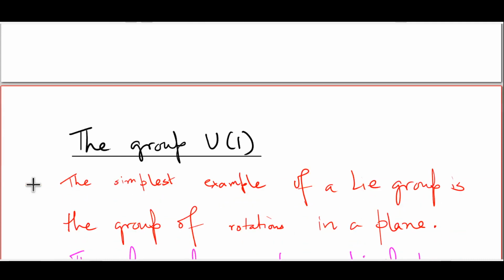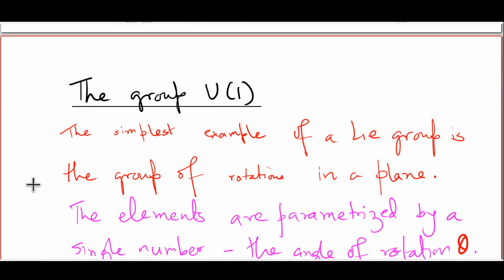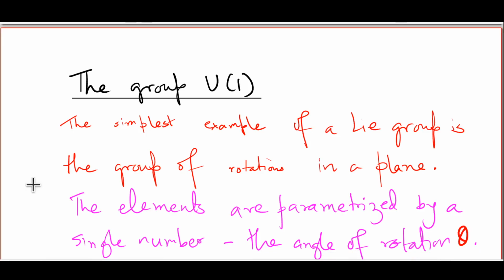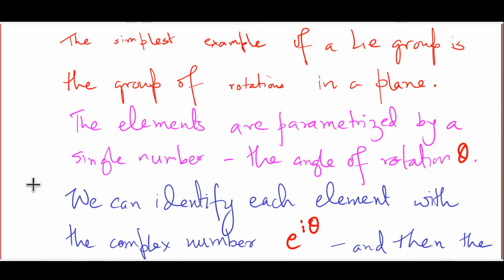The simplest example of a Lie group, as I have been saying, is a group of rotations in a plane. Objects in a plane can rotate and stay only in the plane, and in this case the elements of the group, these rotations, are parametrized by a single number, which is nothing but the angle of rotation theta. Now we can identify each element with the complex number e to the i theta, and then this essentially becomes a group with new elements, not really a new group, which are complex numbers, and the group operation there is simply multiplication of complex numbers.